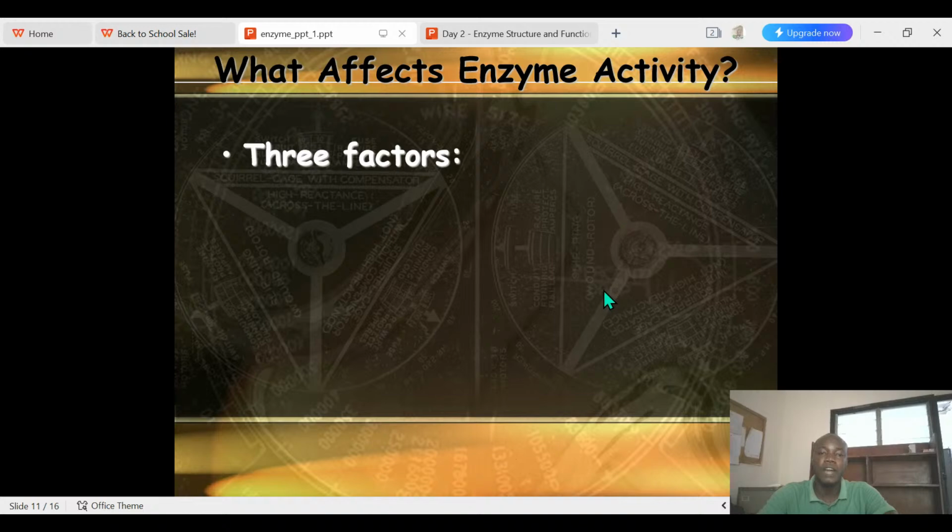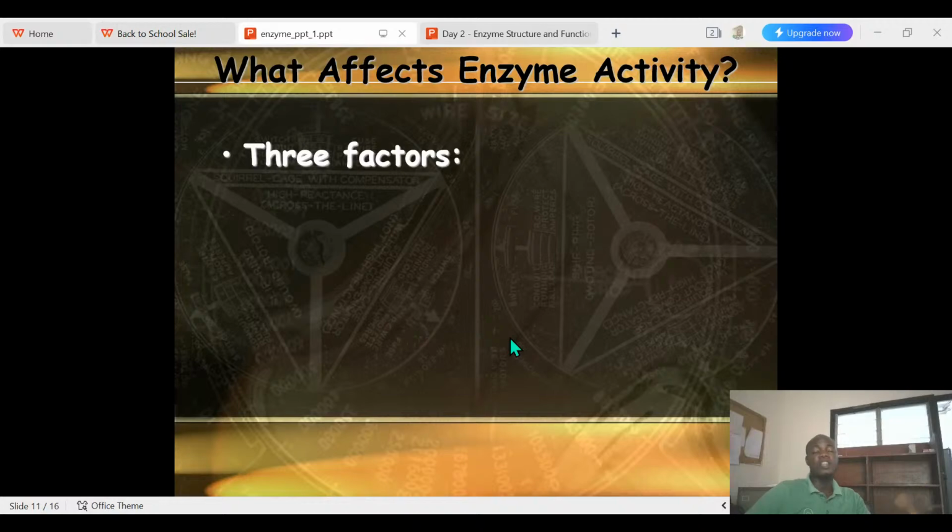So there are three factors that affect the activity of the enzymes. What is the activity of the enzymes? When we say enzyme activity, it means how much of the substrates are converted into product by an enzyme. Some enzymes are very fast while some enzymes are very slow. So enzyme activity is the amount of the substrates that are converted to product by an enzyme.